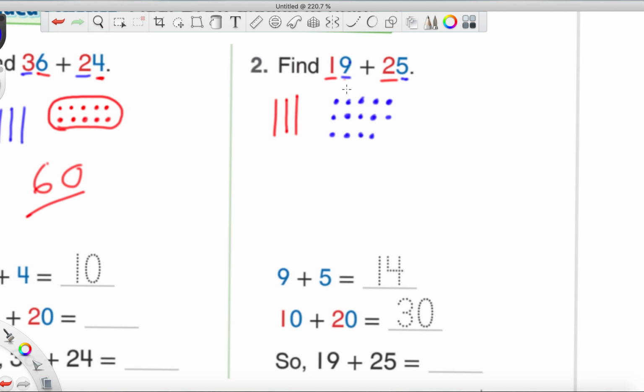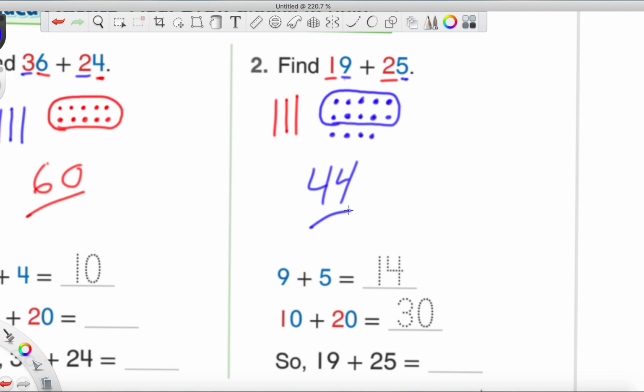Now let's see if we can make a 10 somewhere in all these ones. 1, 2, 3, 4, 5, 6, 7, 8, 9, 10. Stop. I just counted to 10, so I'm going to circle the ones I just counted. And I was able to make another 10. And now we just count everything up together. 10, 20, 30, 40, 41, 42, 43, 44. And again, we get 44 as our answer.